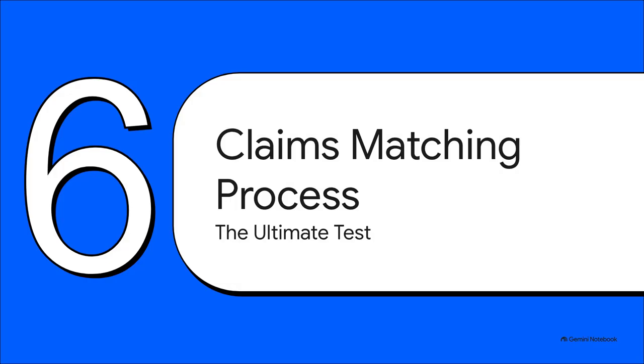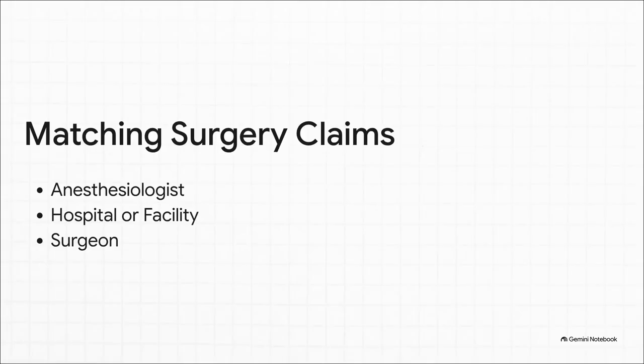And finally, Section 6, the claims matching process. So the ultimate takeaway here is that healthcare is a team effort, and so is the billing. Take a standard surgery. You'll actually have 3 separate parties filing claims for that exact same patient. You've got the anesthesiologist billing their highly specific base unit values, tracking 15-minute time units, and applying P1 through P6 physical status modifiers. Then you have the facility providing the operating room, and of course, the surgeon who actually performed the operation. The payer collects all 3 of these claims and runs them through a matching algorithm.